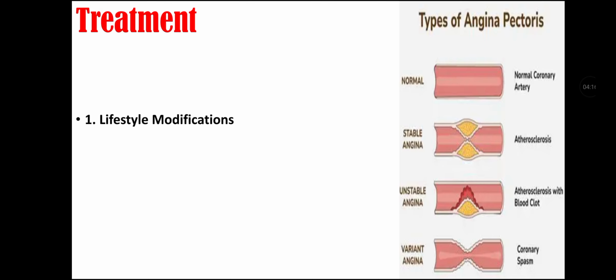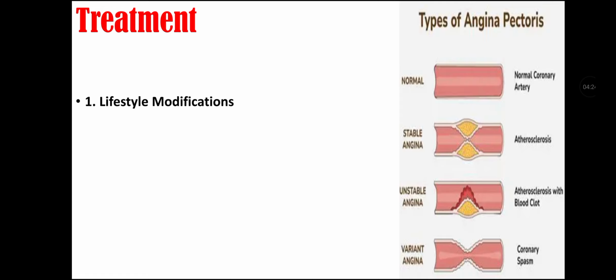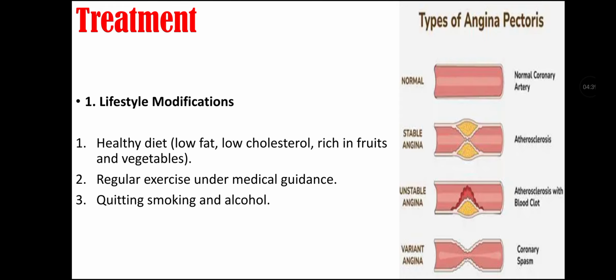Treatment of angina pectoris includes lifestyle modification, medication, and surgical or interventional procedures. The first treatment path is lifestyle modification. It includes a healthy diet that is low in fat, low in cholesterol, and rich in fruits and vegetables. It also includes regular exercise under medical guidance. Third, in lifestyle modification, it is required to quit smoking and alcohol. And fourth is stress management that is also required to avoid angina pectoris.